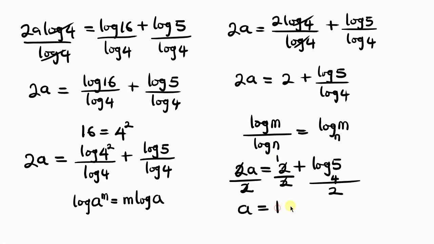so 1 plus, now what I have here can be written as 1 over 2. You know, this is a denominator and the numerator is 1. I'm talking about the coefficient. Now times log 5 base 4. So a equals 1 plus one half times log 5 base 4.